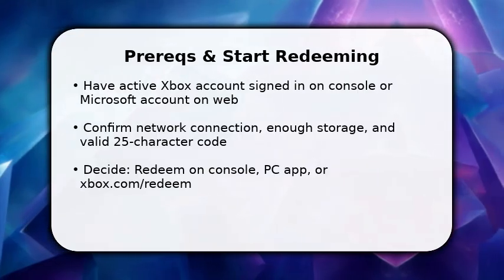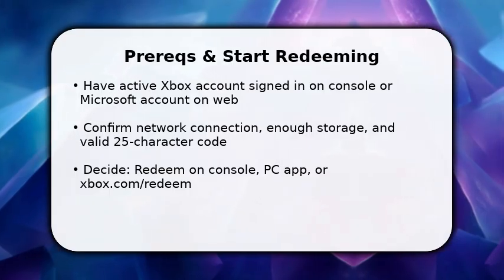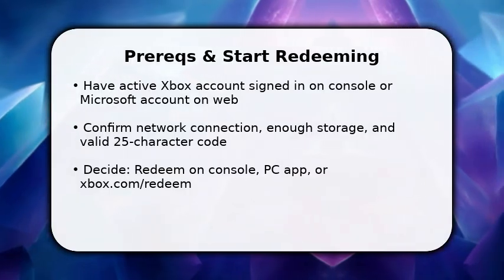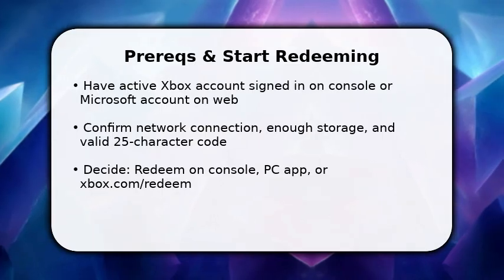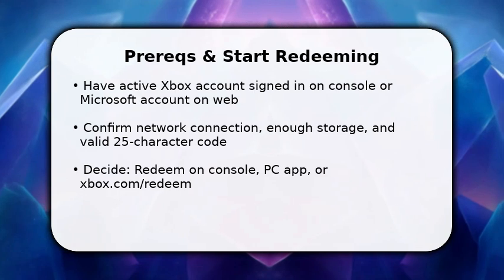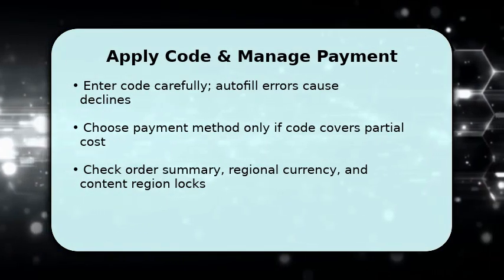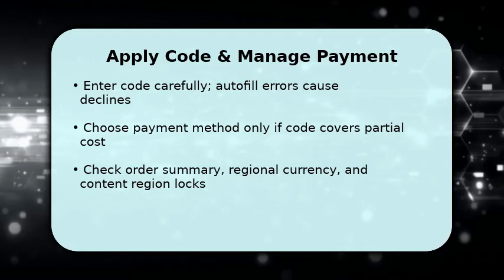On PC, open the Xbox app or visit xbox.com/redeem. Once done, enter the code exactly, use hyphens if shown, and choose the account or profile for the purchase so content links to the right gamer tag. You enter the code and press Redeem. If an error appears, retype slowly and double-check characters.